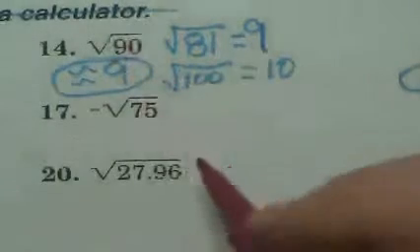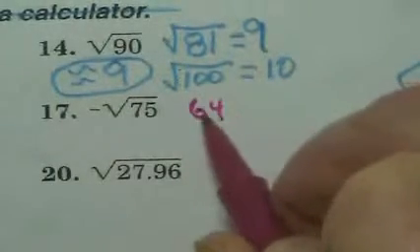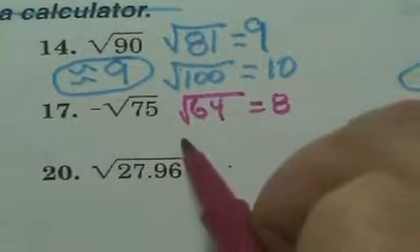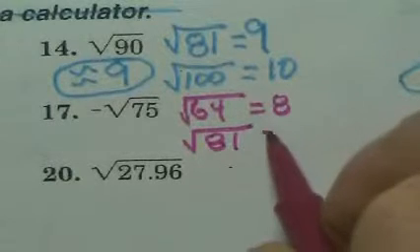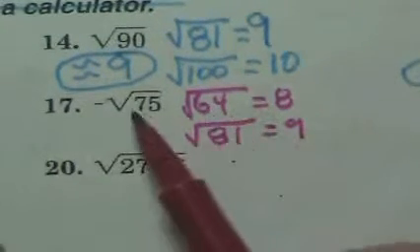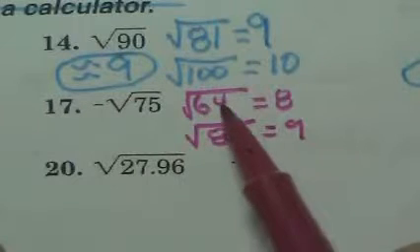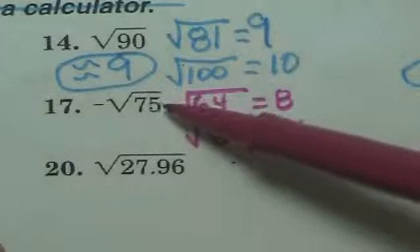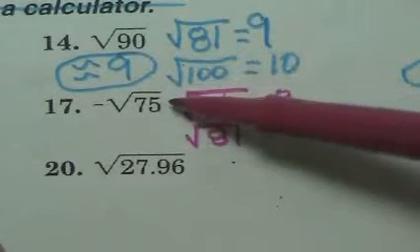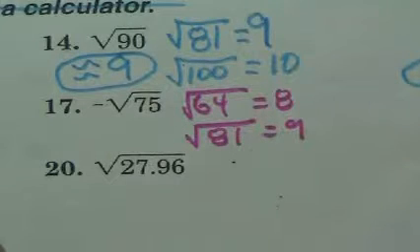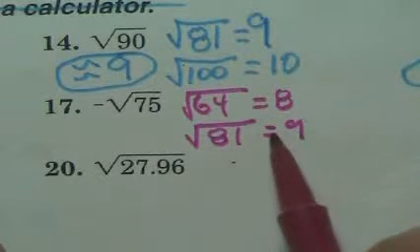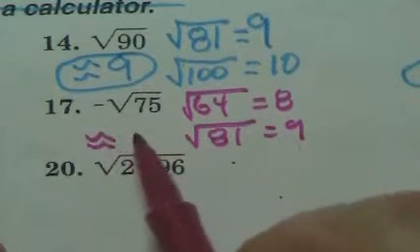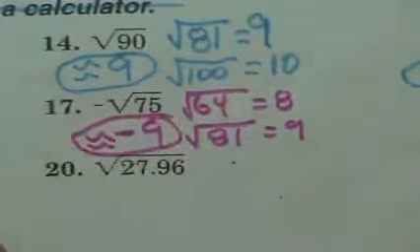75, let's see, we have 8 times 8, which is 64, right? And then 9 times 9 is 81. So what is 75 closest to? 81 or 64? It's 11 away from 64, and it is 6 away from 81. So it's closer to the 9 than it is the 8. So it's approximately, oh wait, there's a negative in there, so I'll say negative 9.